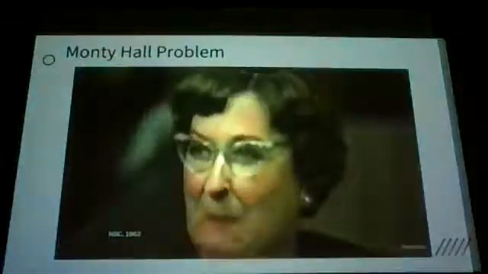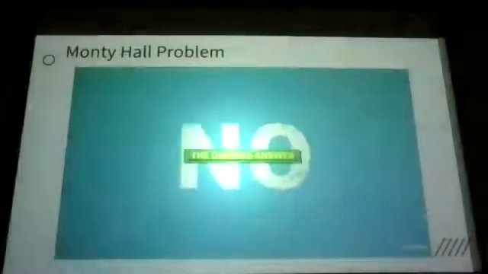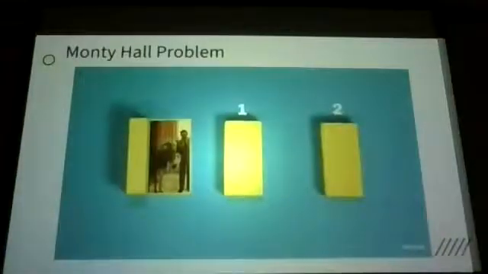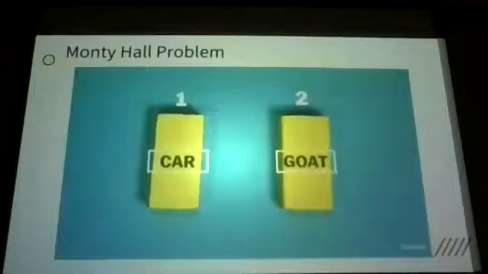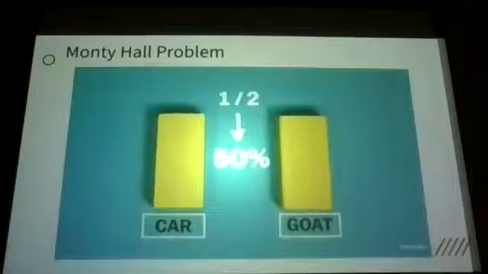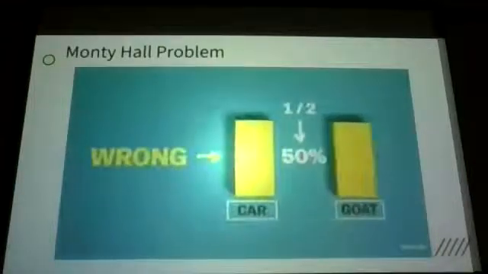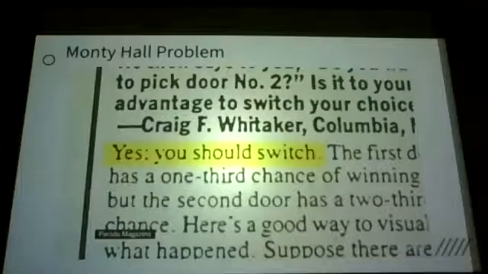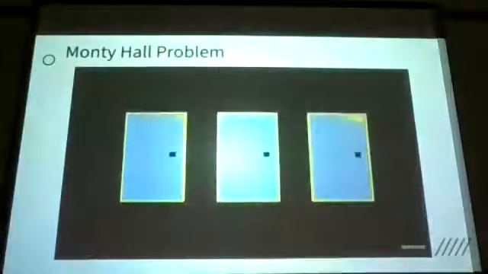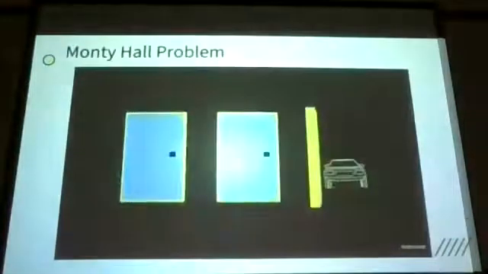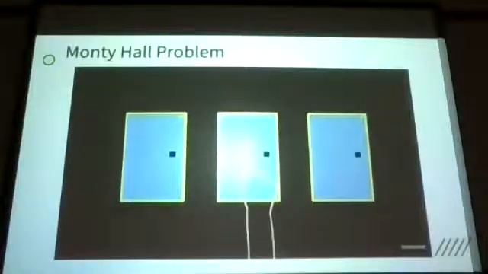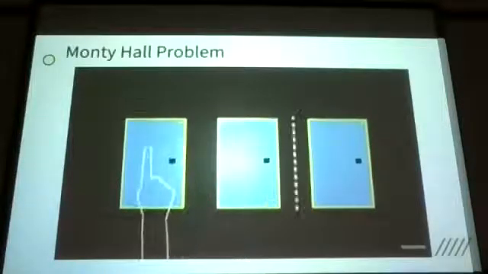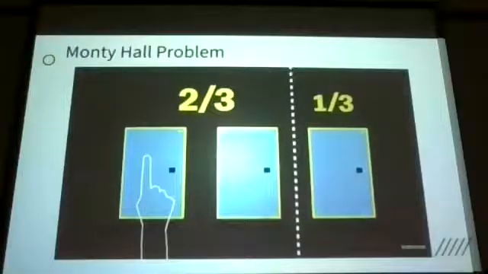Now, if you're like me, the obvious answer is no. There are 2 doors, so the chance of getting a car and not a goat is 50-50. Bing, bang, boom. But that's the wrong answer. And Marilyn knew that. She replied, yes, you should switch. And here's why. Here are 3 doors. There's a goat behind 2 and a car behind 1. In a blind test, you're more likely to pick a goat than a car. In fact, you're 2/3 likely.